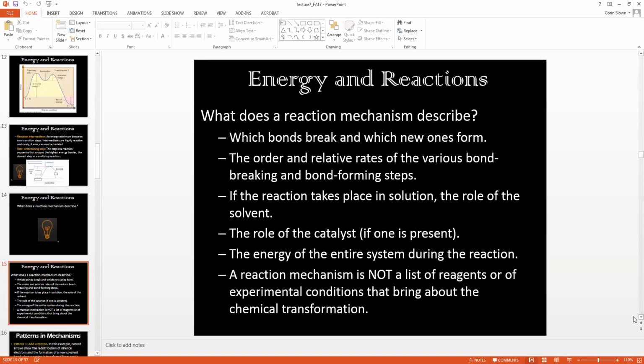A reaction mechanism describes which bonds break and which bonds form. It also describes the order and relative rates of various bond breaking and bond forming steps. So if a reaction is going to take place in solution, it might also indicate the solvent. And if there's a catalyst that's present, it might indicate the role of the catalyst. And then sometimes a reaction mechanism can actually indicate the energy of the entire system. However, it is not a list of reagents or experimental conditions that bring about the chemical transformation. A reaction mechanism describes how a transformation takes place.